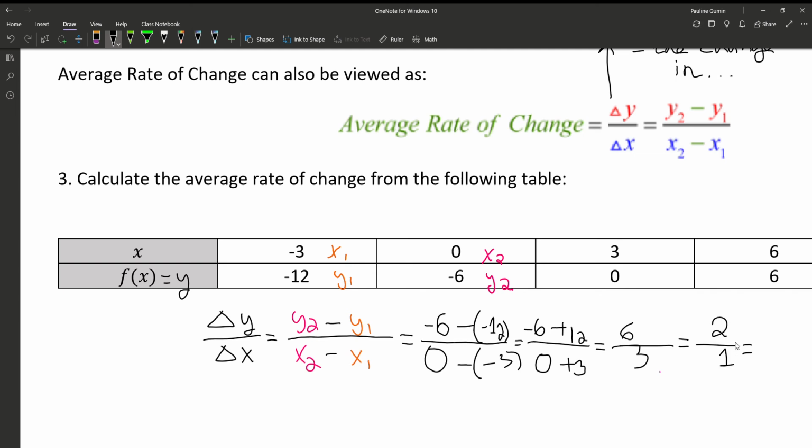Now, yes, 2 over 1 does equal 2, but when we're looking at an average rate of change, I suggest leaving it as a fraction. That way, we know definitely that it's a rise over a run. We can see it. It's clear. I think it's a good thing to do.